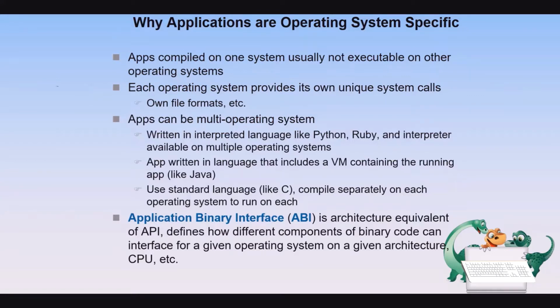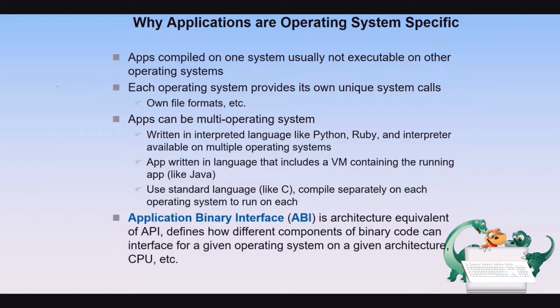So apps can be multi-operating system. They can be written in an interpreted language like Python or Ruby, with an interpreter available on multiple operating systems. So that's when we could have an app that is running on different platforms. Or an app written in a language that includes a VM containing the running app, like Java. So Java can run on any platform, right? Or use a standard language like C, compiled separately on an operating system to run on it.